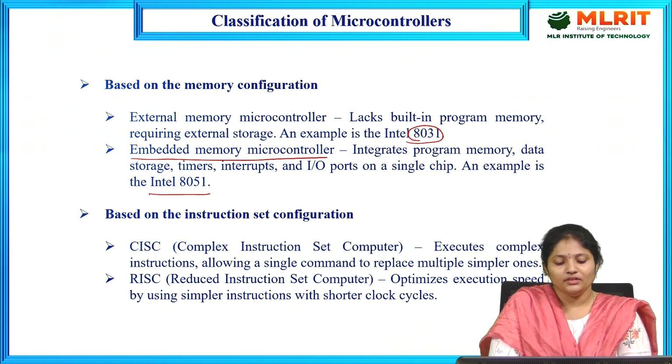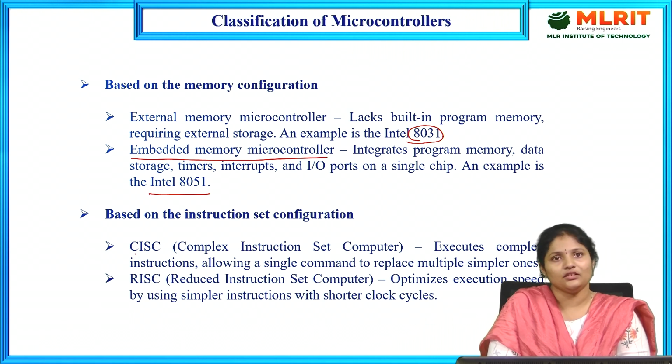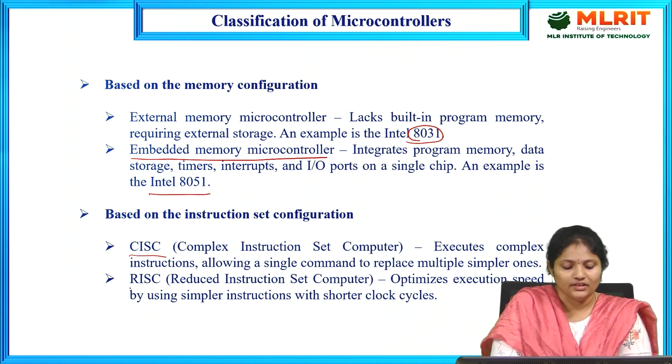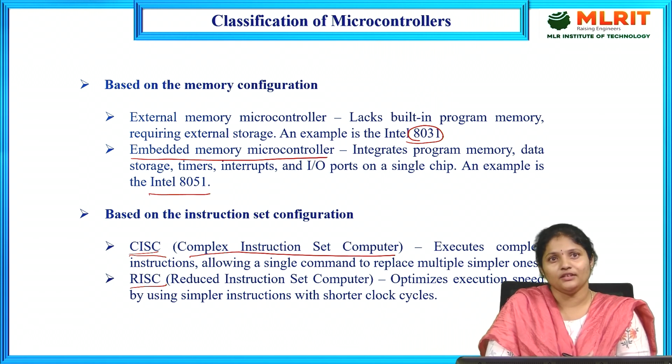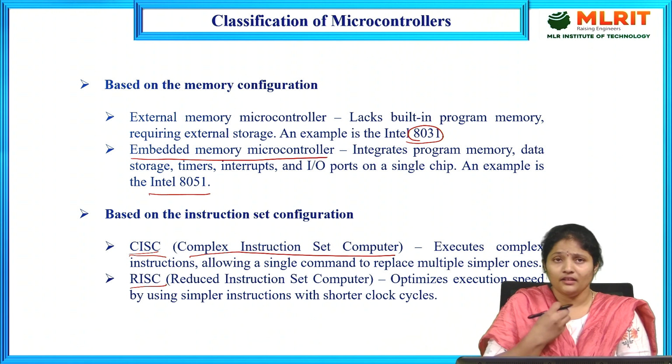Coming to the instruction set configuration, there are two types: CISC and RISC. CISC is a complex instruction set computer, so the instruction which we write is a complex instruction. It takes more than one clock cycle to execute, but most operations will be performed in a single instruction itself.